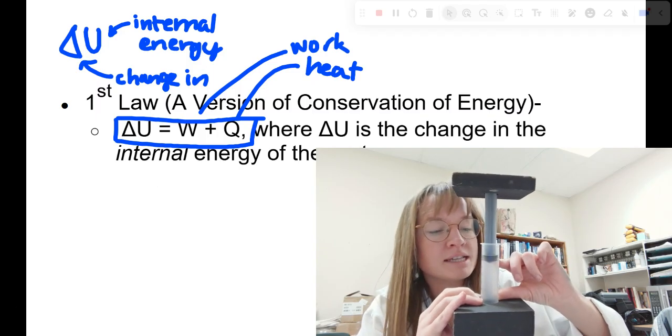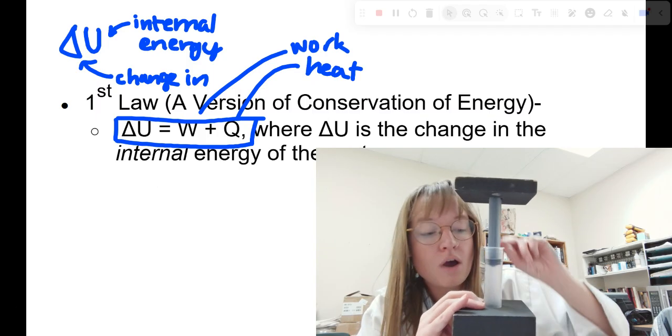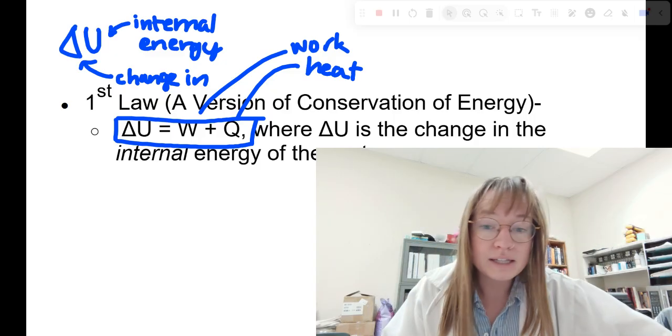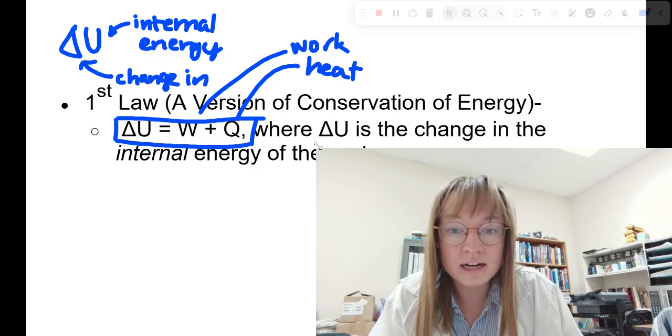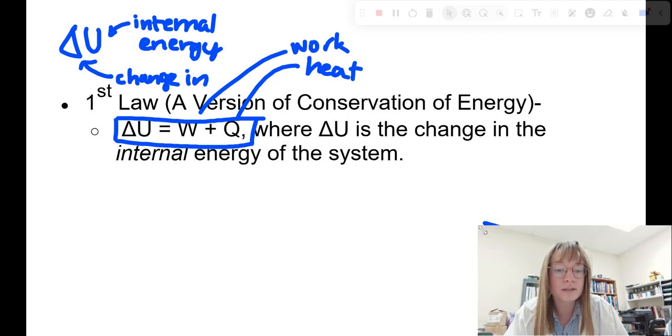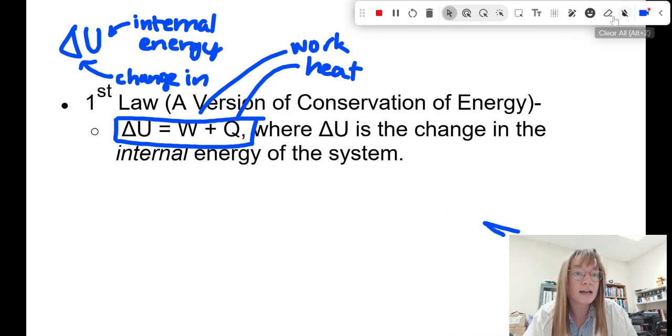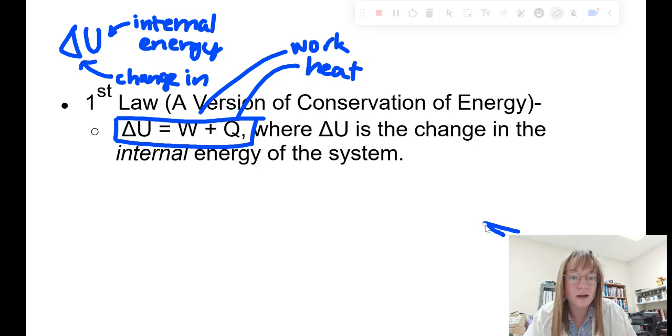I can add energy into the system. I could add energy into this gas by either adding heat in or by doing work on the system. Now, let's talk a little bit about sign conventions here, because our sign conventions are going to be opposite of the sign conventions that your textbook uses, and I will explain why we use those opposite sign conventions.